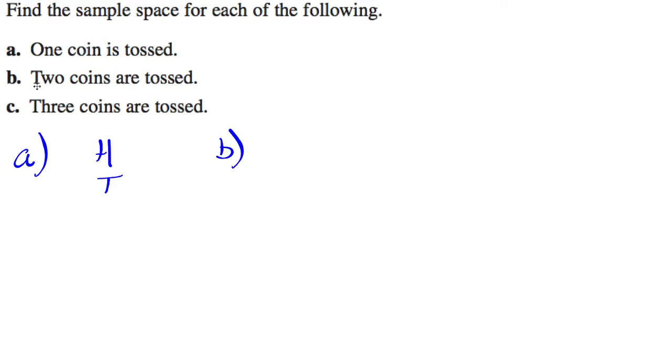But for B, we have two coins. So the first coin is going to be heads or tails. But for each coin after that, if the first coin is heads, the second coin could be heads or tails. And if the first coin is tails, yet again, the second coin could be heads or tails.